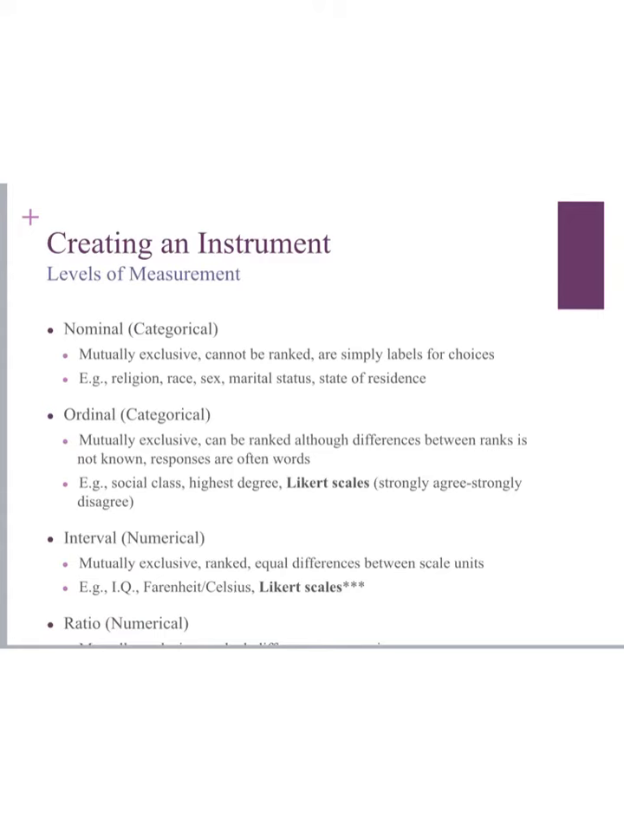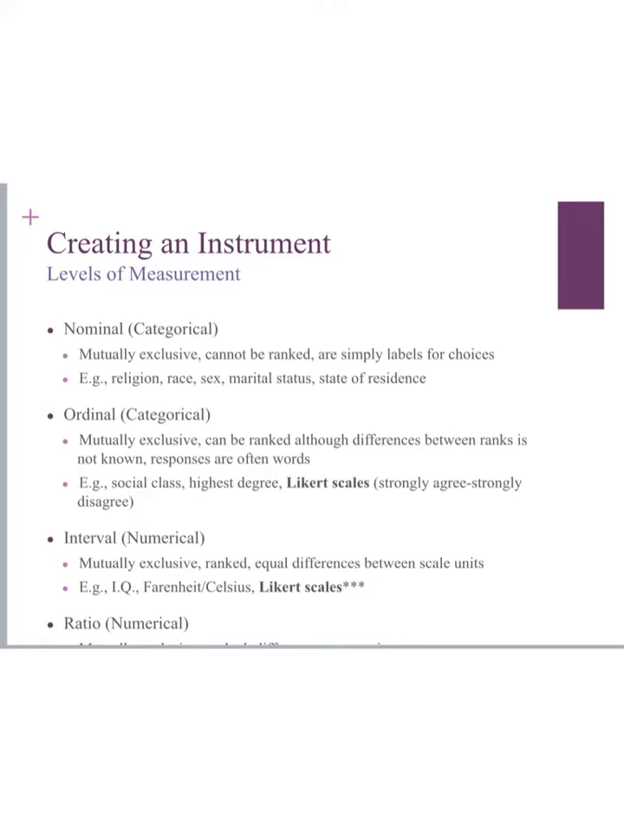Another thing to consider when creating a measurement or when evaluating a measurement is what is the level of measurement? What kind of data is being measured? This is very important, so make sure you pay attention to these categories and that you understand these categories because we will continue to discuss these concepts throughout the course. So there are two different kinds of data. There's categorical data and there's numerical data. And then within those, there are two subcategories.